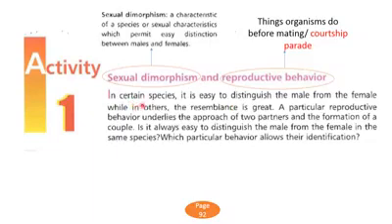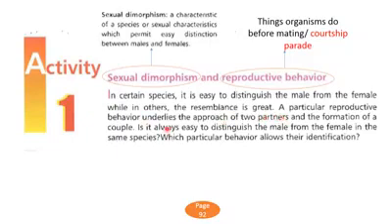Okay, let us read the introduction. In certain species, it is easy to distinguish the male from the female, while in others, the resemblance is great. So they look very similar. They look like each other. The male and the female look like each other. How can we know, for example, which fish is a male and which fish is a female?